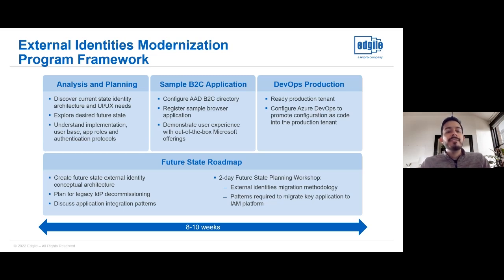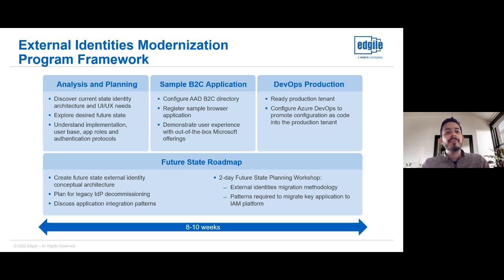And the last phase here focuses on the future state roadmap. As part of this phase, we create the future state external identity conceptual architecture for your environment, build the plan for displacing the legacy IDP solution, and discuss different application integration patterns, user migration strategies, and your plan for common branding across the digital estate. So everything is part of that future state roadmap.